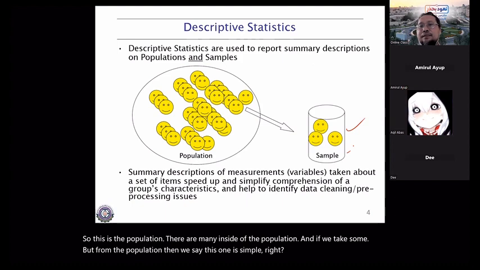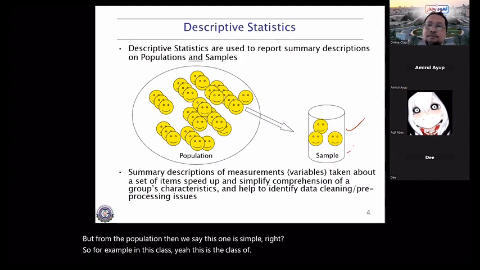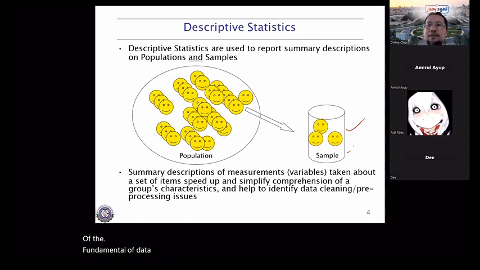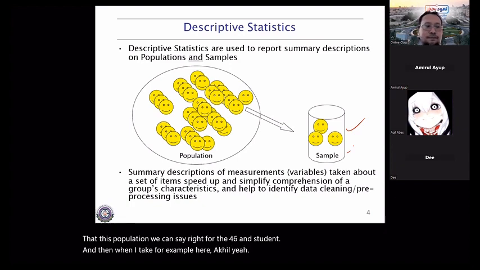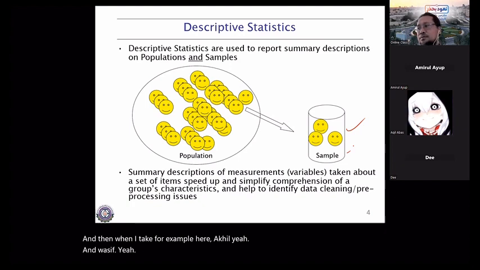For example, in this class of the fundamentals of data analytics course or module, there are about how many? 46 students here, participants. So that is the population, we can say. And when I take, for example, here Akil and Wazif, these two students will be the sample.